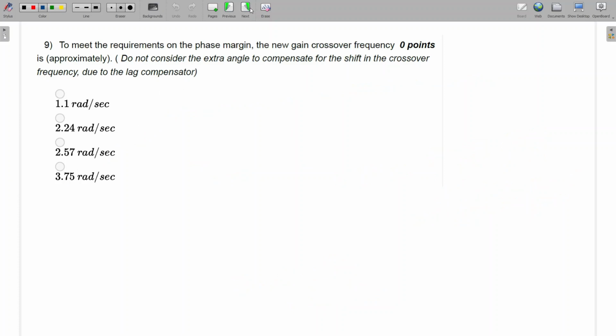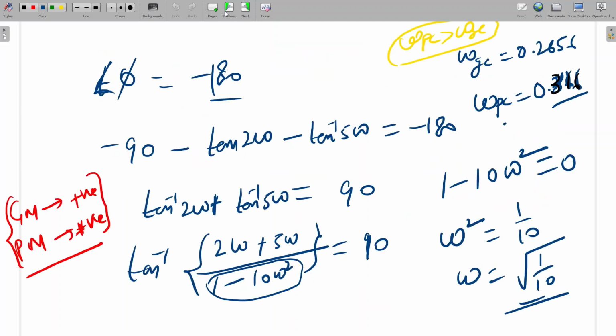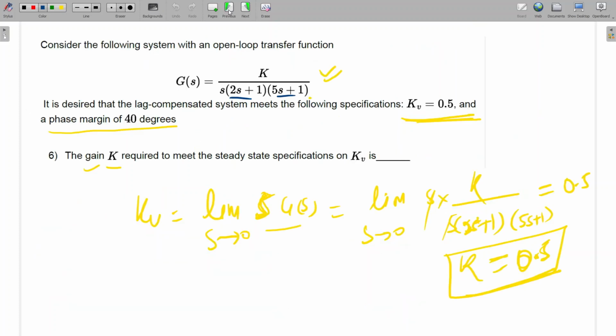So this is to meet the requirement. The phase margin, new gain crossover frequency: we have to design the new gain crossover frequency to meet the same phase margin. So how can we design this? The phase margin requirement was given initially, so 40 degree phase margin. For this much phase margin, what should be the new gain crossover frequency?